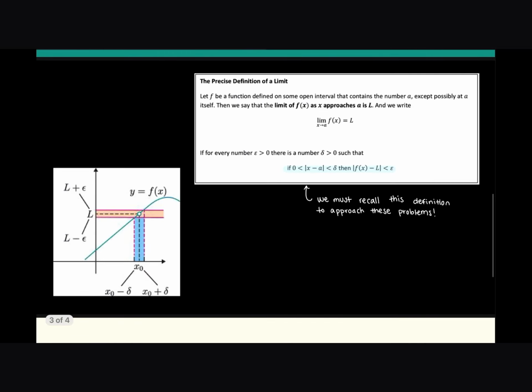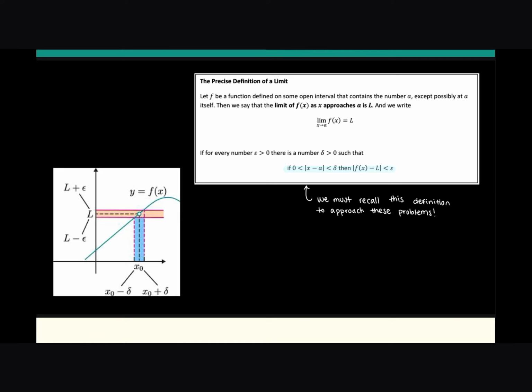For this, we use the definition that was given in our notes of the precise definition of a limit. It reads, let f be a function defined on some open interval that contains the number a, except possibly at a itself. Then we say that the limit of f of x as x approaches a is L, and we write the limit as x approaches a of f of x is equal to L.